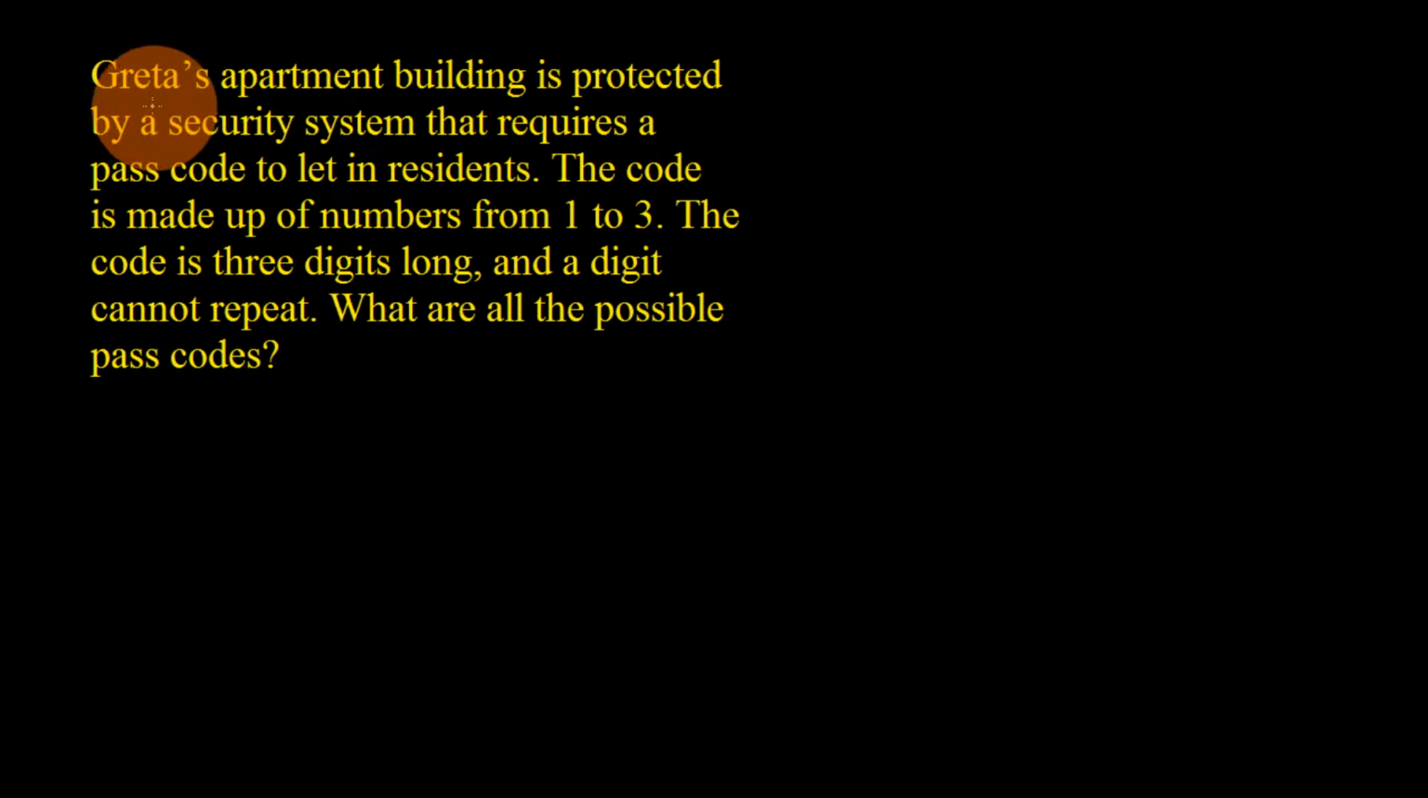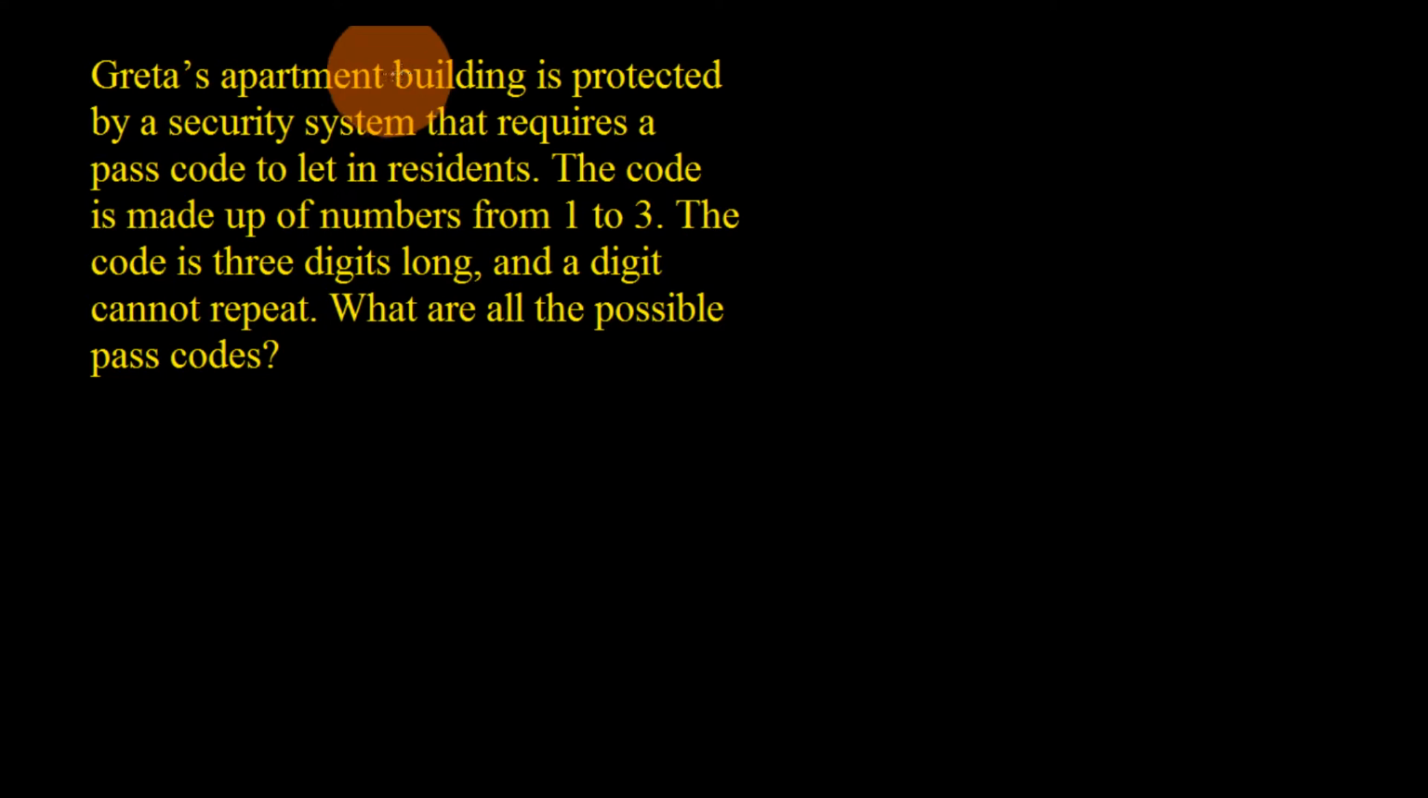We've been working with probability and counting methods. Here's another problem to look at. It says Greta's apartment building is protected by a security system that requires a passcode to let in residents. The code is made up of numbers from 1 to 3. The code is 3 digits long and a digit cannot repeat. What are all the possible passcodes?